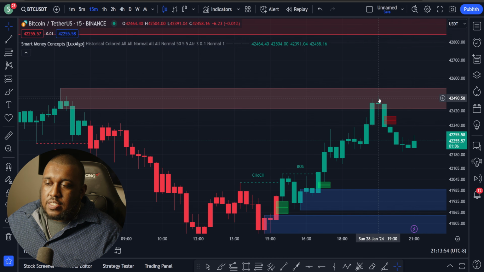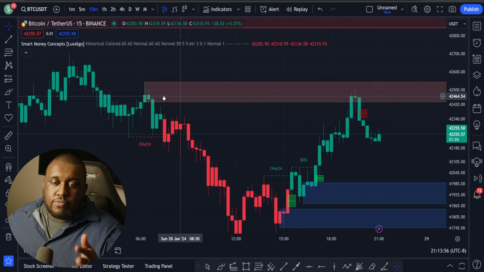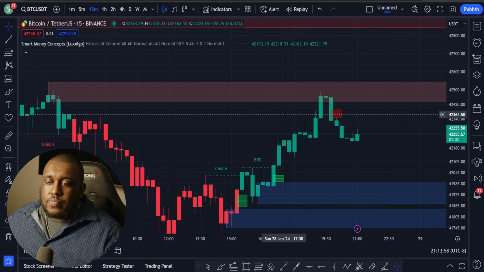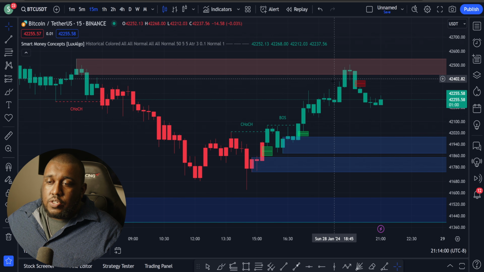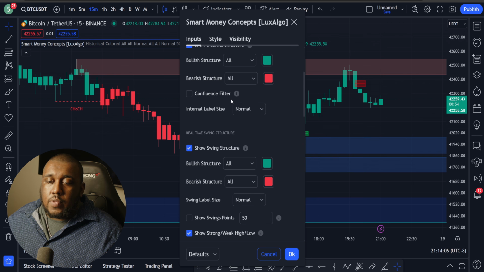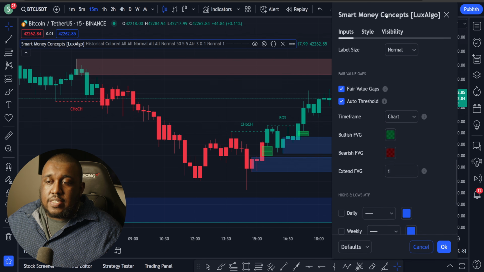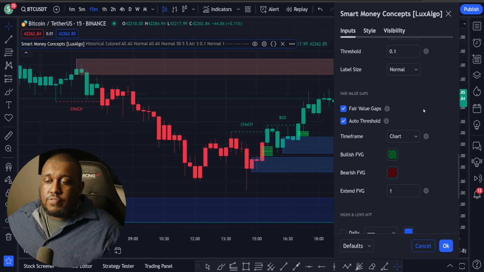Scalpers might choose this, but some scalpers may choose that. You can see the resistance clearly, so it's really up to you. But again, do you want to be scalping or shorting in a bullish trend? That's a little bit difficult. Now, for me, I don't necessarily trade these, so I'm going to turn this off just for now.